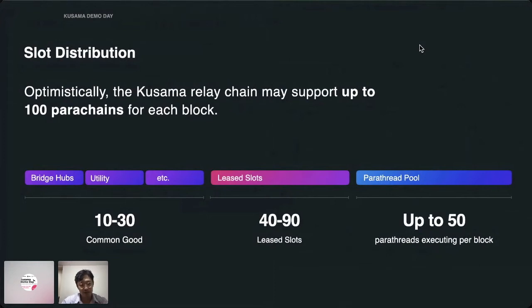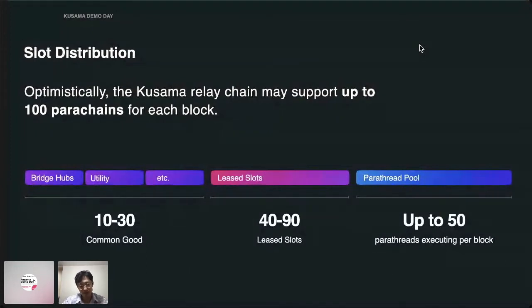And if you further break down these 100 or so included parachains per block into more specific examples, about 10 to 30 of these parachains are going to be what's called common good parachains. So these are going to be stuff like bridge hubs, like bridges to, for example, other networks, for example, bridges to Polkadot, bridges to various other blockchains within the Polkadot ecosystem that might not necessarily be the Polkadot mainnet itself. It could be utility parachains, for example, a parachain like StateMine that enables various stablecoins to be minted, and other common good parachains can also be created.